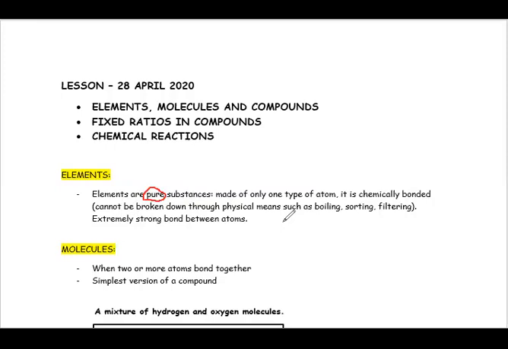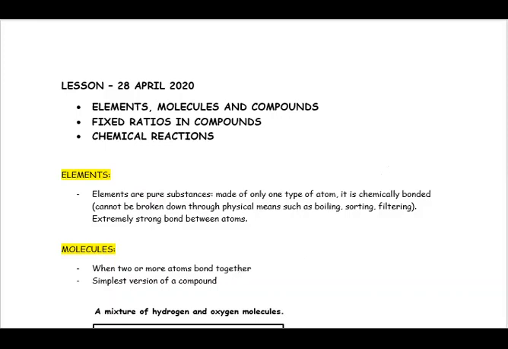So if I take the element of oxygen, in a tank, and I try to break down that oxygen, I won't be able to break it down through normal means, such as sorting with my hands, or filtering it, or maybe boiling it. I have to go through a chemical procedure to break down an element because it is a pure substance. Usually, when you break down an atom, it usually causes an explosion.